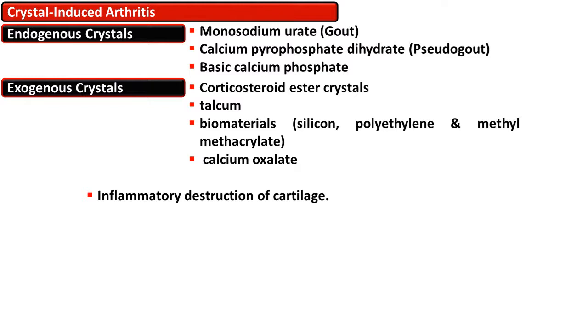The exogenous materials are also responsible for the deposition of crystals within the joint, and these exogenous materials can be corticosteroid ester crystals, talcum powder, or biomaterials such as silicon, polyethylene and methyl methacrylate, and calcium oxalate.